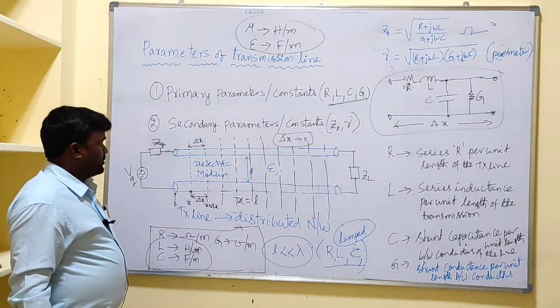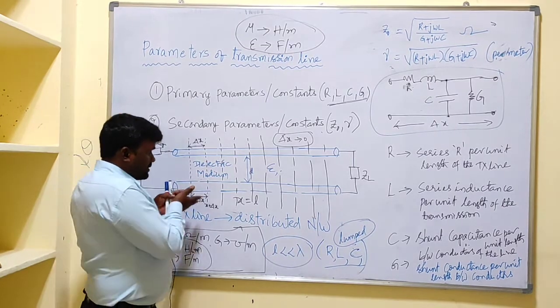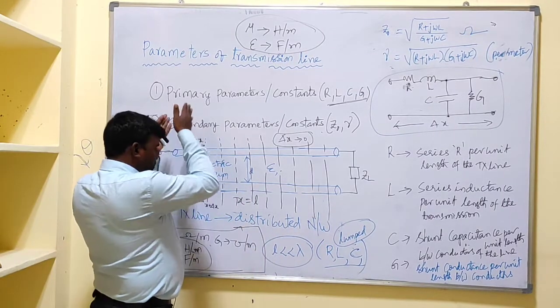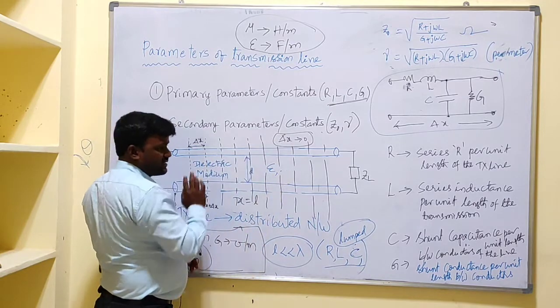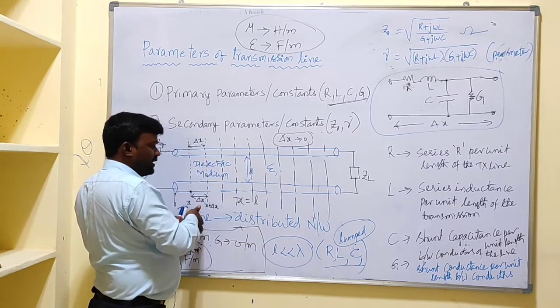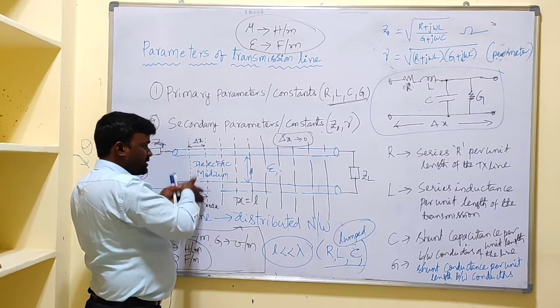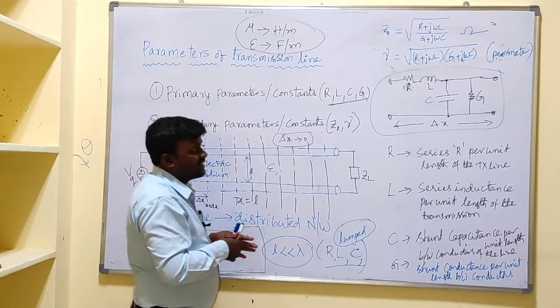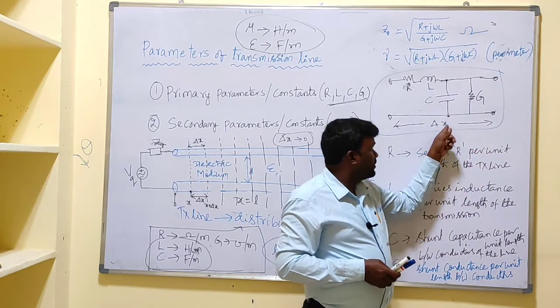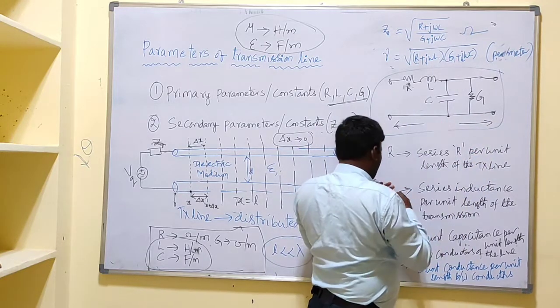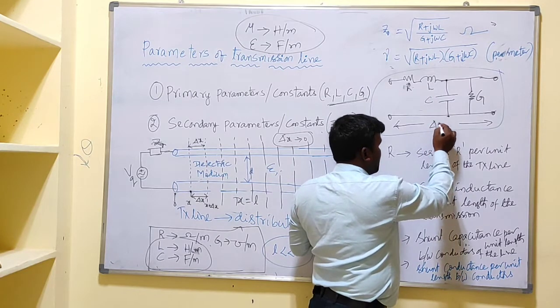As the length of the line is large, let us split it into small equal parts of length delta x, where delta x is tending to 0. Each and every piece of the transmission line consists of R, L, C, G elements like this, for a distance of delta x. So that's why they are defined.